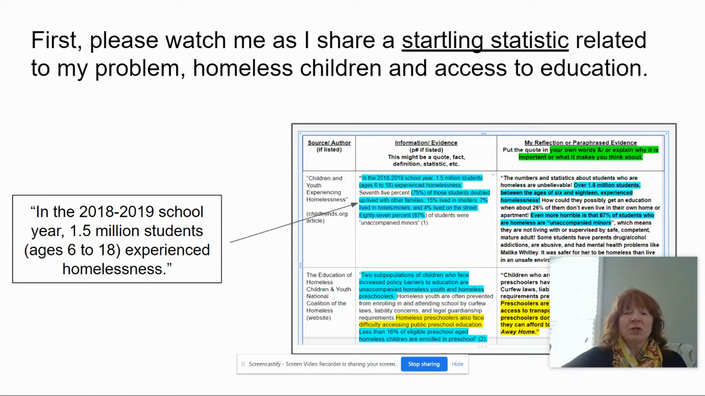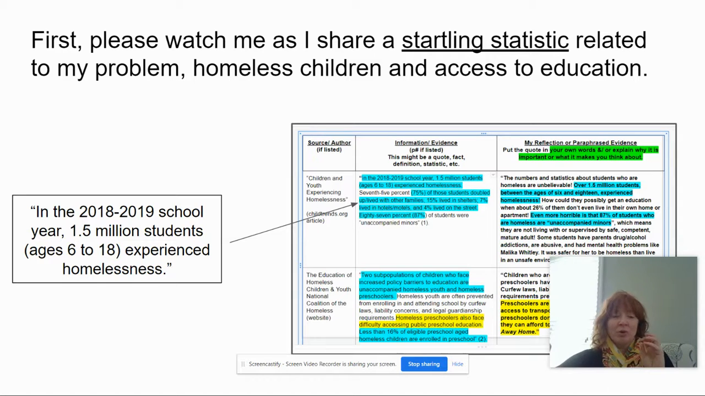So, the first place I'm going to go here is my problem chart, where I definitely have some statistics and numbers and facts related to my problem. And one of the first things my eye was drawn to is the statistic here from my article, Children and Youth Experiencing Homelessness. That author shares that in the 2018 to 19 school year, 1.5 million students between the ages of 6 and 18 experienced homelessness.